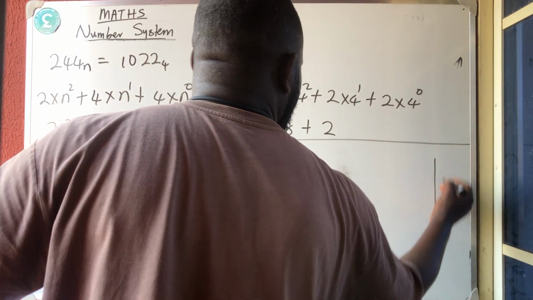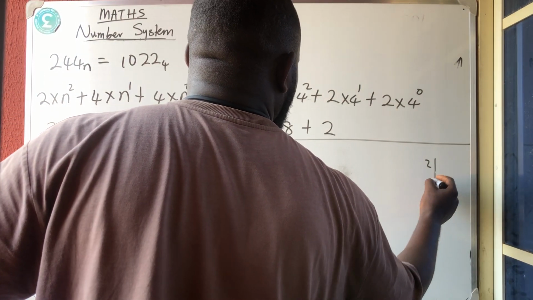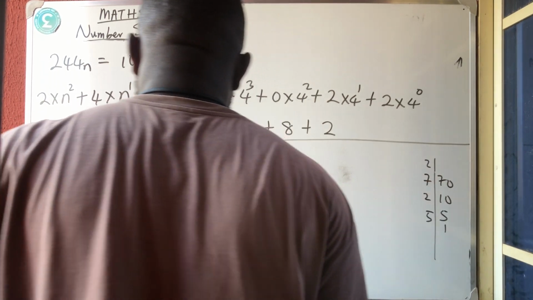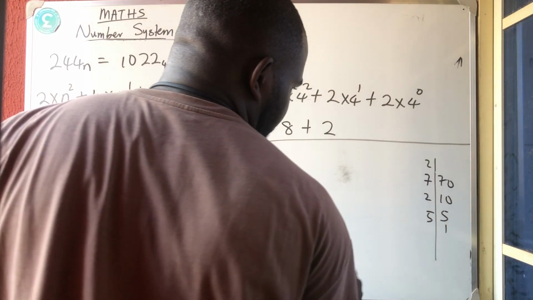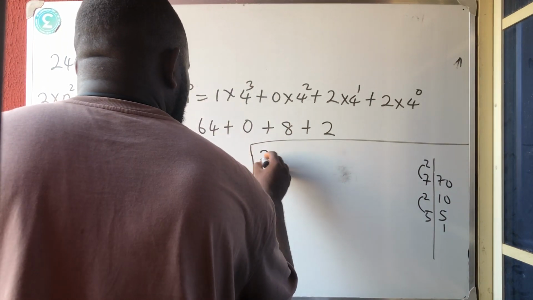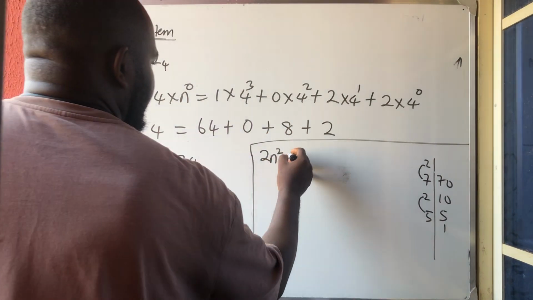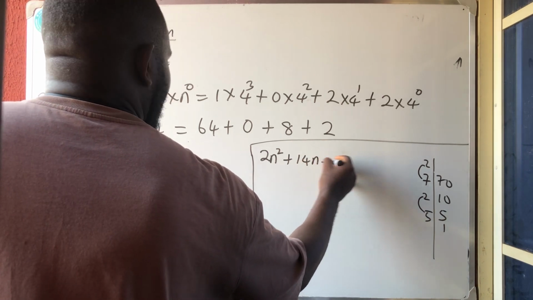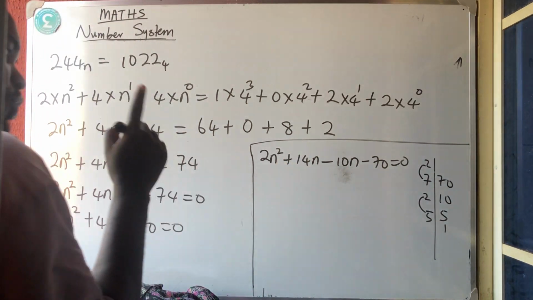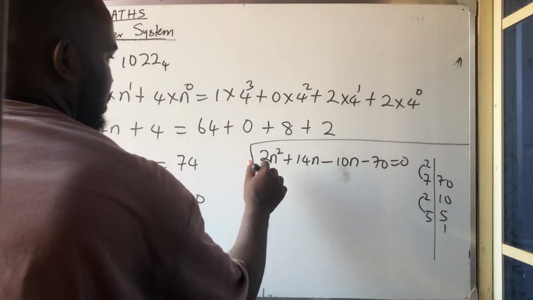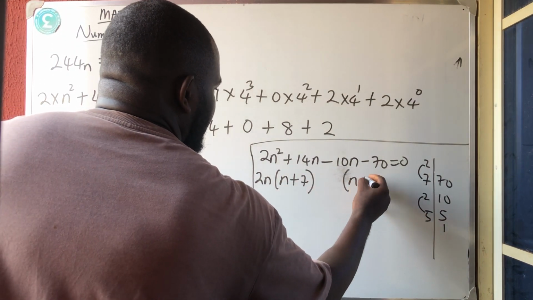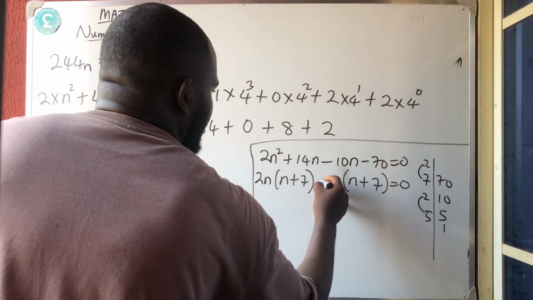So I have 2 times 70, which is 140. I'm looking for two numbers that multiply to give 140 and subtract to give 4: 14 and 10. Okay, so I've gotten it. So 2n squared plus 14n minus 10n minus 70 is equal to 0. If you don't understand how I got it, please go to my video on quadratic equation. So I'm having 2n bracket n plus 7 minus 10.